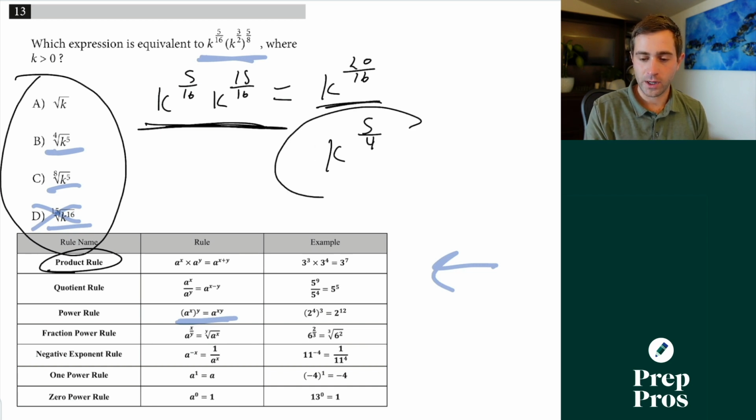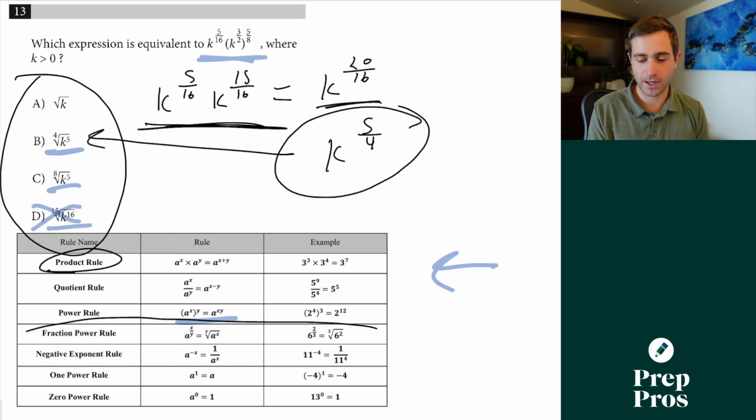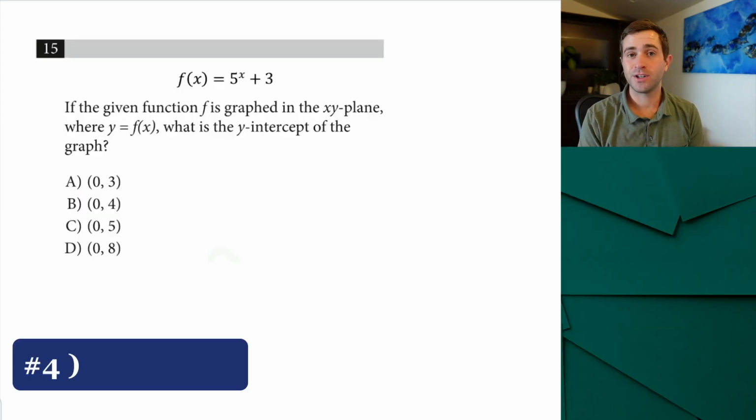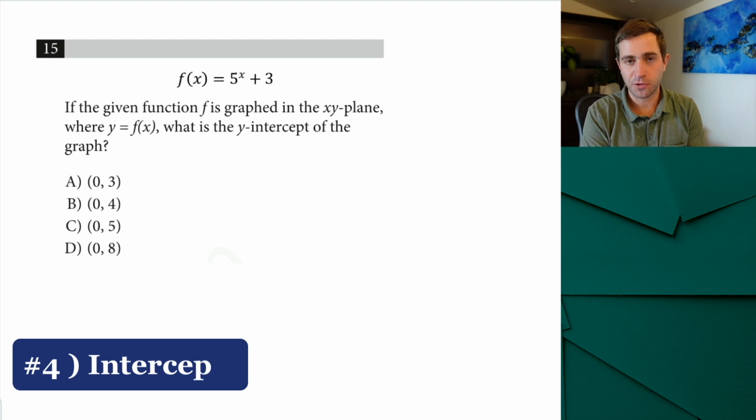Now, we are correct with all of our work, but we need to be comfortable applying this fraction power rule to be able to get to our right answer. k to the 5/4 power is the same as the 4th root of k to the 5th. This is why understanding all of your exponent rules is so incredibly important. Now, the fourth thing you're going to see are intercept questions, and these are free points.